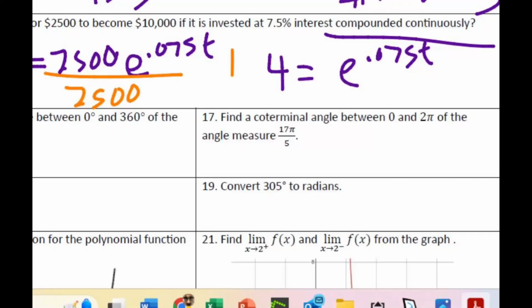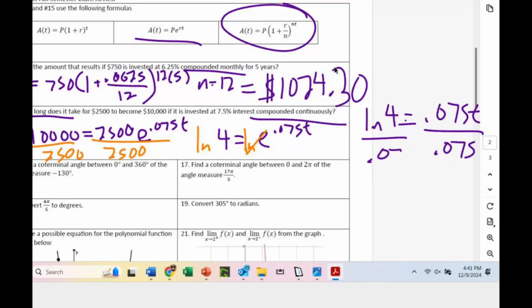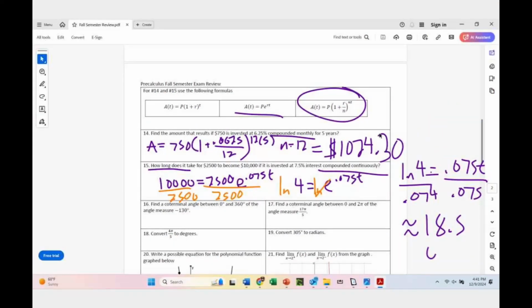I need to bring my t out of the exponent, so I'm going to undo it with the log. This is the natural log, and that's going to cancel these. So over here I have the natural log of 4, and the natural log of 4 equals 0.075t. To solve for t, divide both sides by 0.075. I typed natural log of 4 divided by 0.075 into my calculator, and I get approximately 18.5 years.